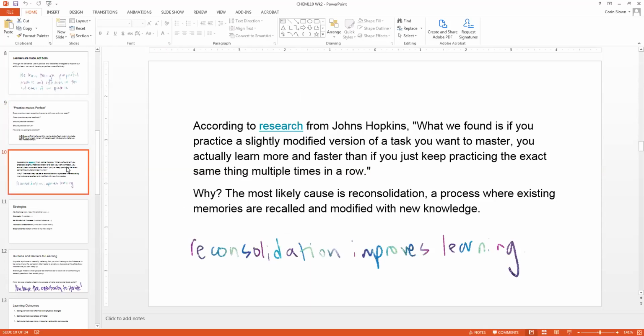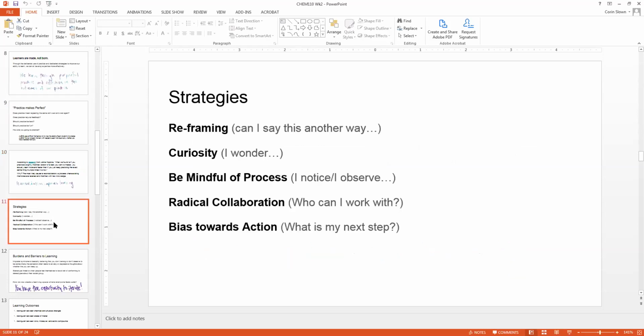They hypothesize that the most likely cause is reconsolidation, or a process where existing memories are recalled and modified with new knowledge. So another way of saying that is that reconsolidation, or a practice where you try something a slightly different way or in a new context, is going to improve learning. There are a couple of strategies that we're going to use when we reconsolidate.